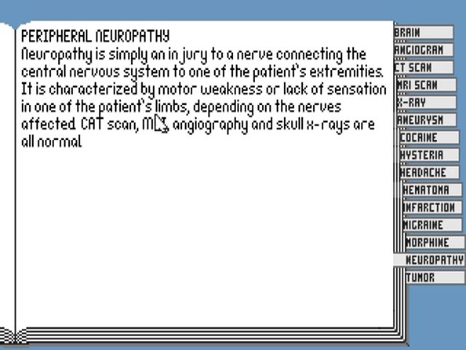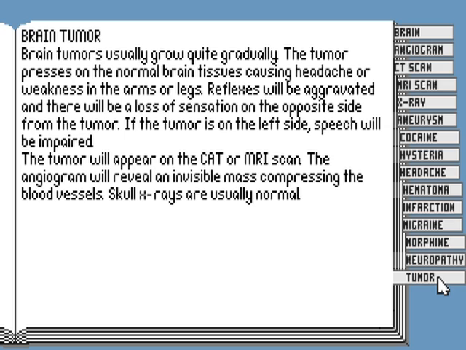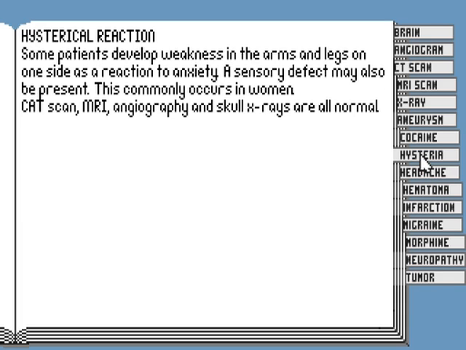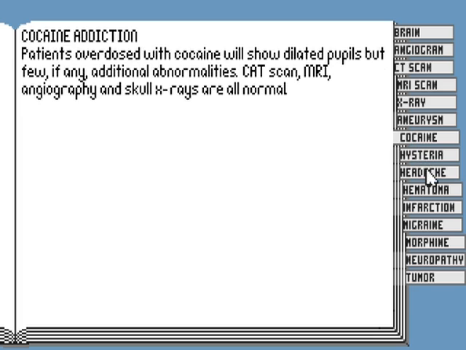Lack of sensation in one of the patient's limbs, depending on the nerves affected. Peripheral neuropathy. But just one of them. Brain tumors usually grow quite gradually. The tumor will appear on the CAT scan or MRI scan. Well, we didn't see anything in the scans. Being a doctor is hard. Maybe it's an infarction. If the infarction is on the left side, speech will be slurred. CAT scans and MRI will show a damaged area in the brain. Angiography often reveals the occlusion. Geez, hmm.